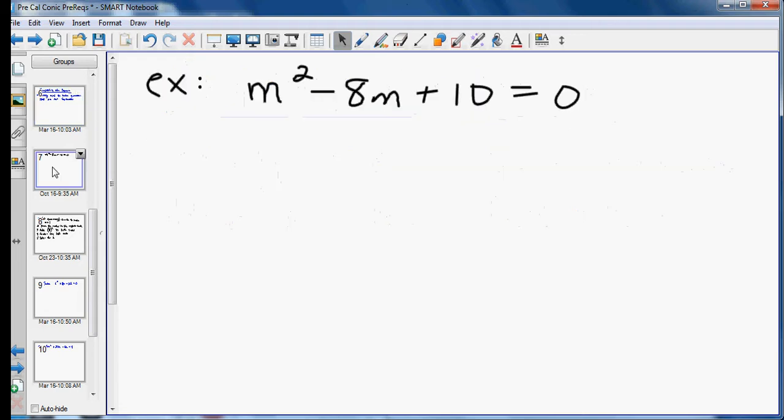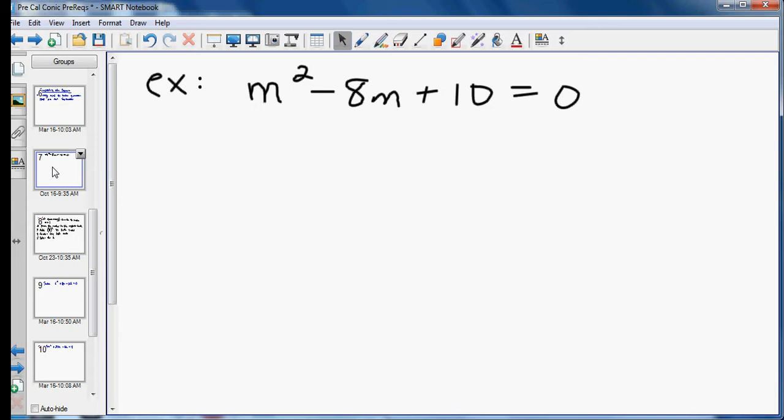So here's our first example. m squared minus 8m plus 10. Now, this I don't believe is factorable. There's nothing that would multiply to equal 10 that would add and subtract to negative 8. So we could use the quadratic formula, but that's a pain. So we can instead use completing the square.